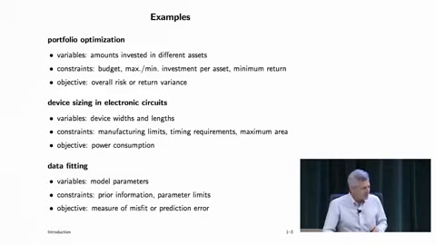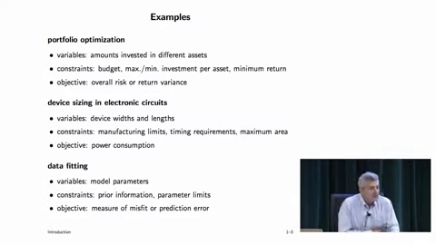Let's look at some examples. The first one is portfolio optimization. Here, the variables could be the amounts. You have x1 through xn, and these could be the amounts you invest in different assets. By the way, these amounts could be number of shares, they could be dollar values, or they could be fractions of a total portfolio.